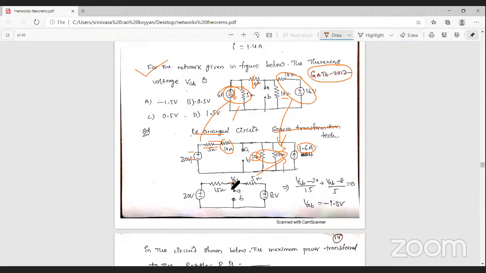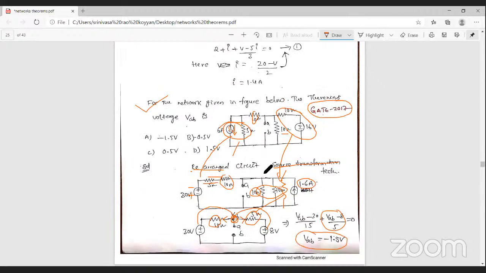Simply apply nodal analysis at this node. Let us assume all currents are leaving. This current is leaving, this current is leaving. So this voltage minus this voltage by this resistance, that is VAB minus 30 by 15. Similarly, VAB minus 8 by 5. Then you can finally get the voltage VAB equal to minus 1.5. Okay, let's check the solution.